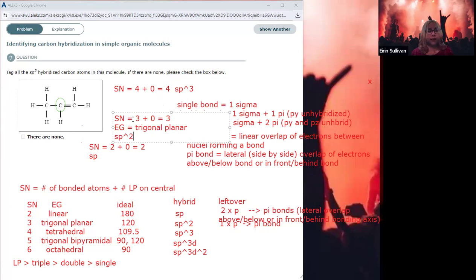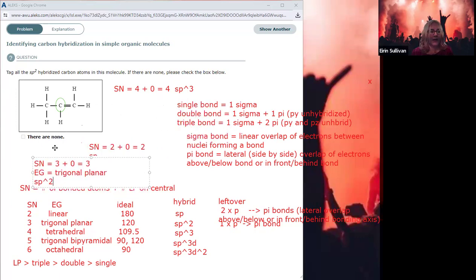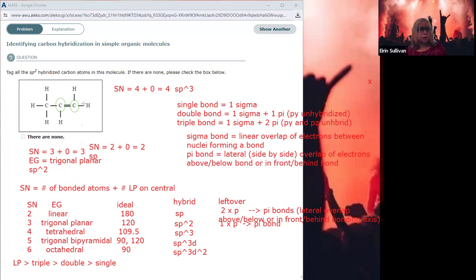Finally, we got an sp2 hybridized carbon, and hopefully you can see as well that this other carbon next to it is also sp2. So steric number 3, trigonal planar electron group geometry, so it's sp2 hybridization. Remember, 1 s plus 2 p's gives you 3, which is going to match our steric number. We got there finally.